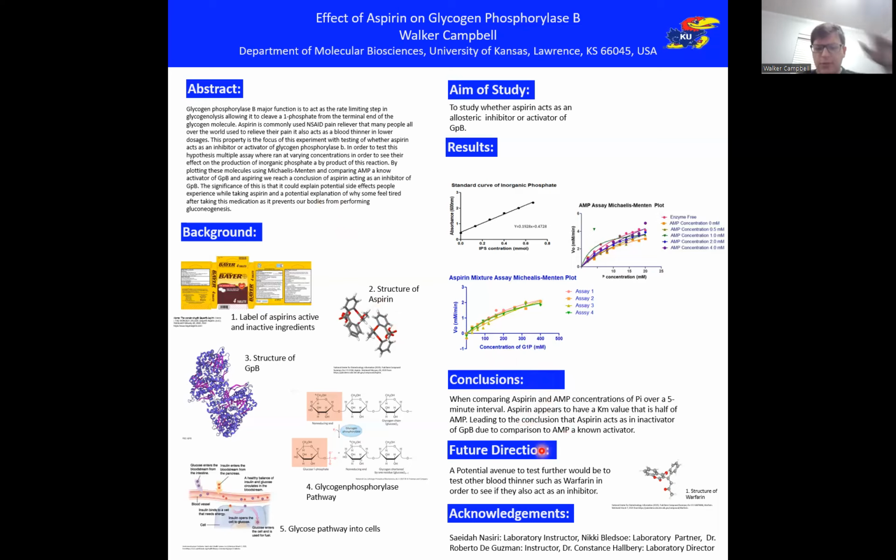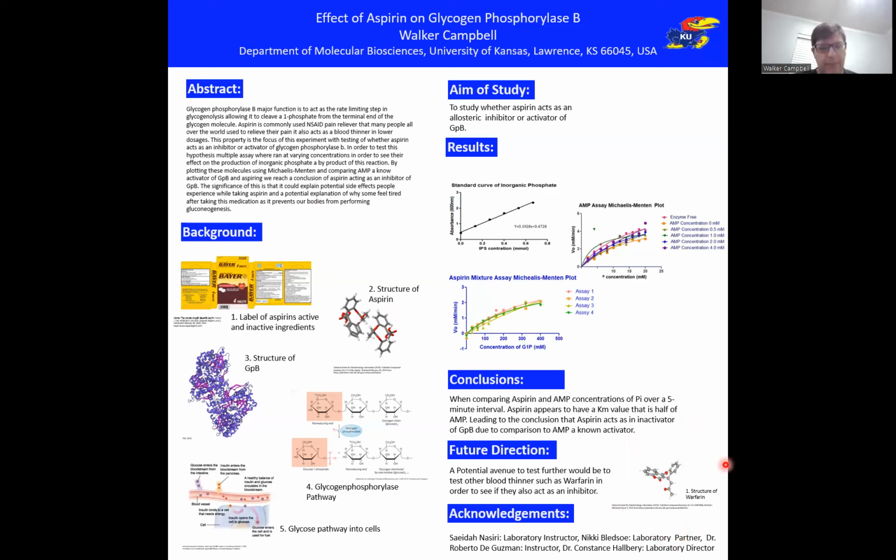A major future direction I wanted to take was to see if there are other blood thinners out there that I could test that would potentially also act as an inhibitor. Right here, I highlighted one of the major ones that is used, typically warfarin, a super commonly prescribed blood thinner, and I provided the structure.